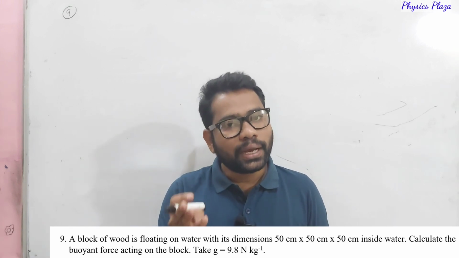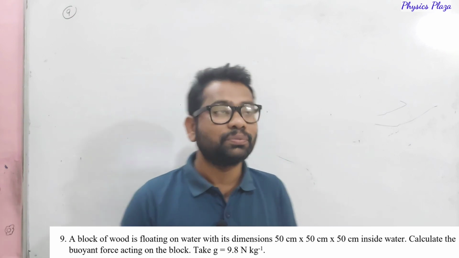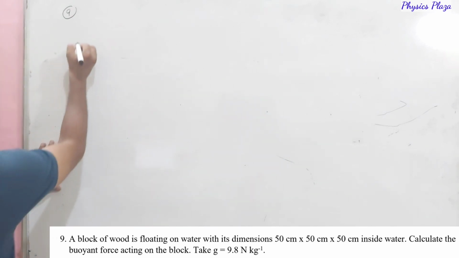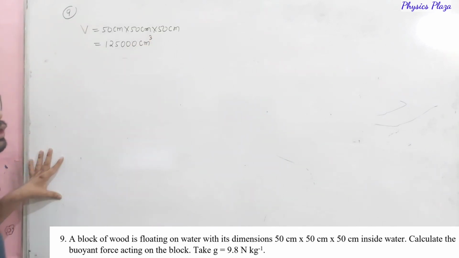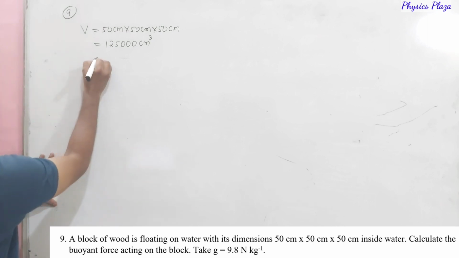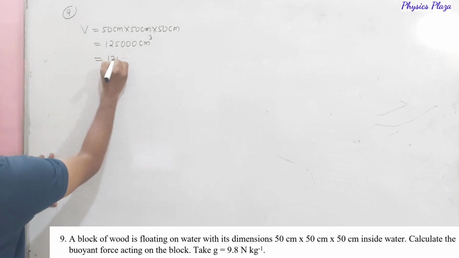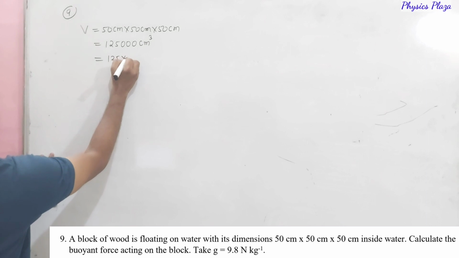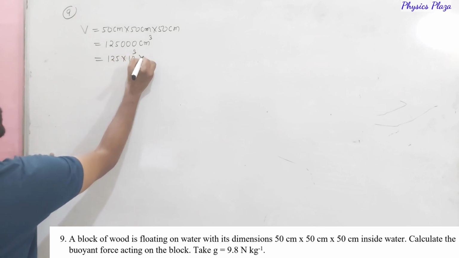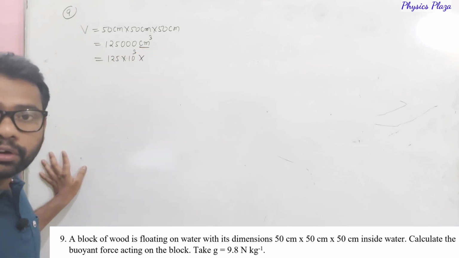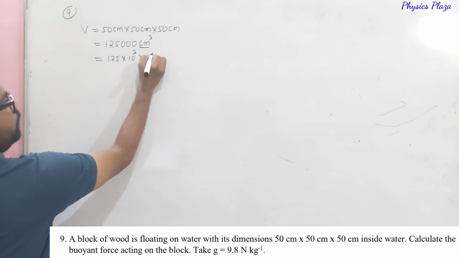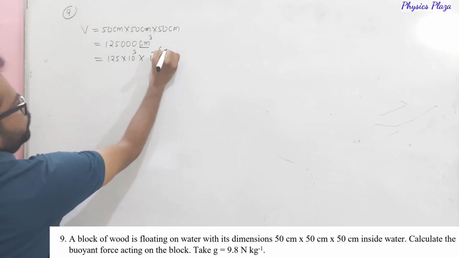As length, breadth, height is given, children, we can calculate the volume. How can we calculate the volume? So volume is equal to, let us convert into meter cubes, the SI system. That is 125, this can be written as 10 power 3 into, children, 1 centimeter cube is equal to how much? 10 power minus 6 meter cube.